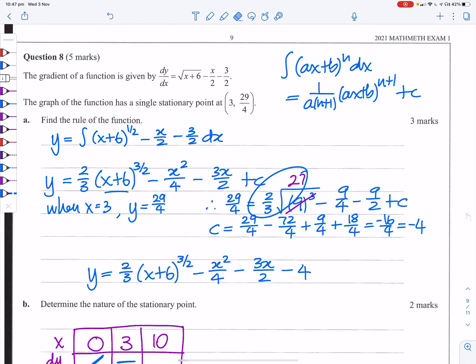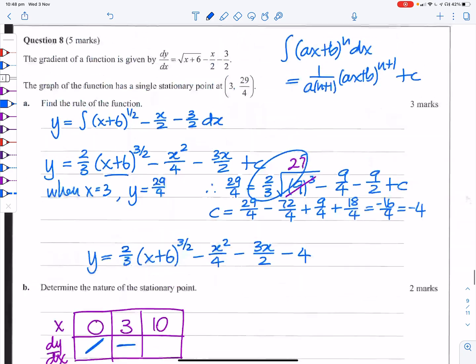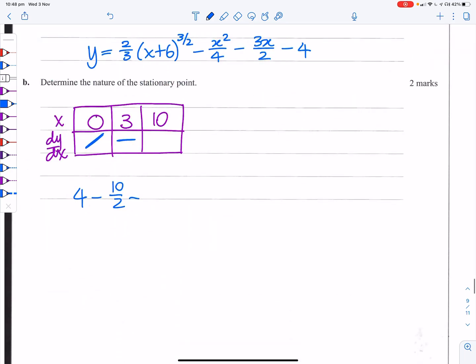I chose 10 because if I put it into there, when I square root it, I get root 16, which is 4, minus 10 over 2, minus 3 over 2. So I've got 8 halves minus 13 halves, which is negative. So we also know that's negative.